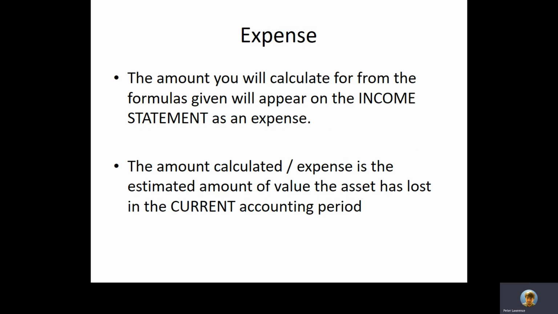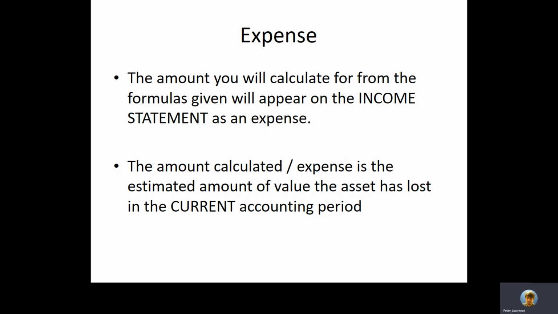So firstly, that expense. You're going to calculate how much value an asset has lost over a year's period. You're going to do that through a formula, and the amount that you see on your calculator once you've pressed equals, that's going to be the expense that appears on the income statement. It's the amount of value that the asset has lost in the current accounting period.